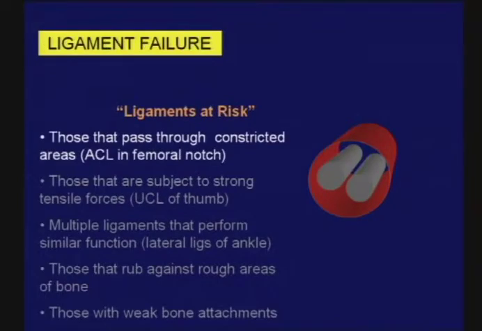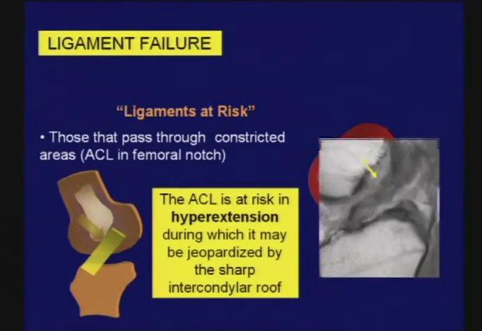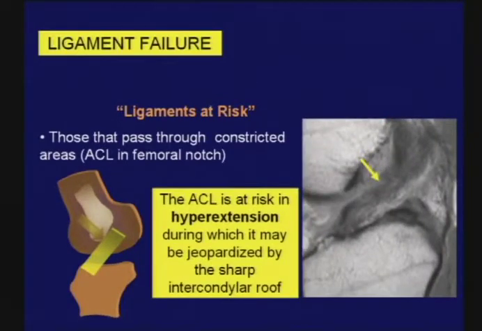There are certain ligaments in the human body that are at risk for injury. There are 5 characteristics of those ligaments. They are listed on this slide, but the only one that I will discuss any further will be the fact that those ligaments that extend through constricted areas are at risk for injury. The example that I would pick would be the anterior cruciate ligament sitting within the intercondylar notch. There are certain positions of the knee that make that ligament vulnerable to injury. One of these is hyperextension.